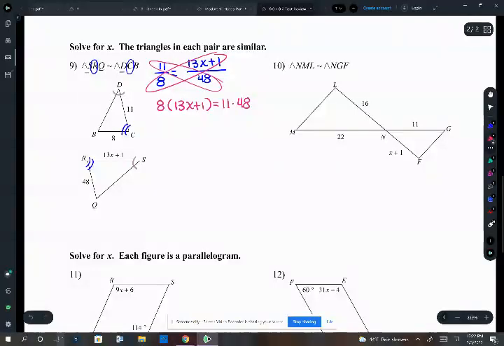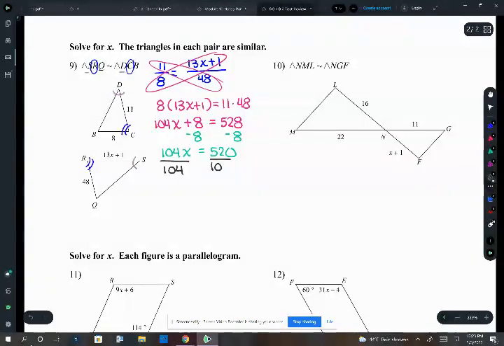So we're going to do that cross product and make sure that we're multiplying the correct values. So we're going to go 8 times 13. So we're going to have 104x plus 8 is equal to, and then 11 times 48 is 528. And then from there, we're just going to solve like we've been doing. So to get rid of positive 8, we're going to subtract 8. So we get 104x is equal to 520. And then we're going to divide by 104 on both sides. So that should give us 5.